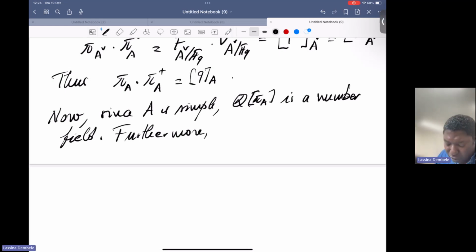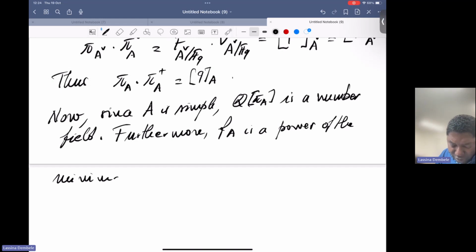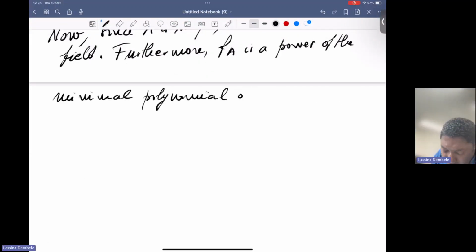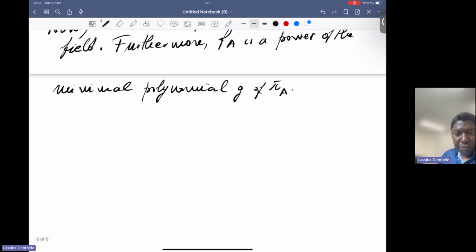Now, furthermore, we saw that Fa is a power of the minimal polynomial. That's one of the propositions we saw in the previous section. Minimal polynomial of pi a.